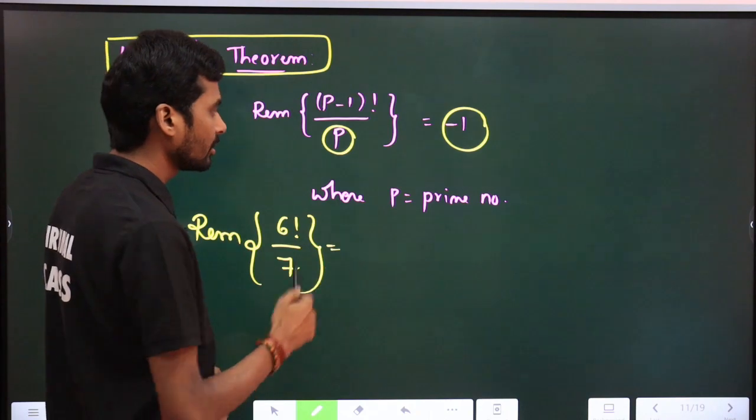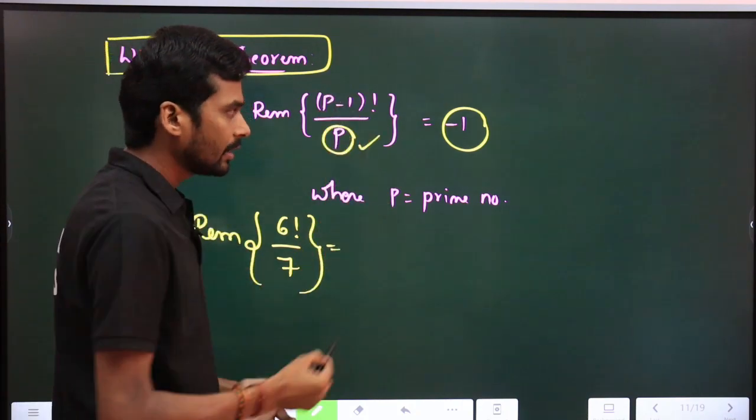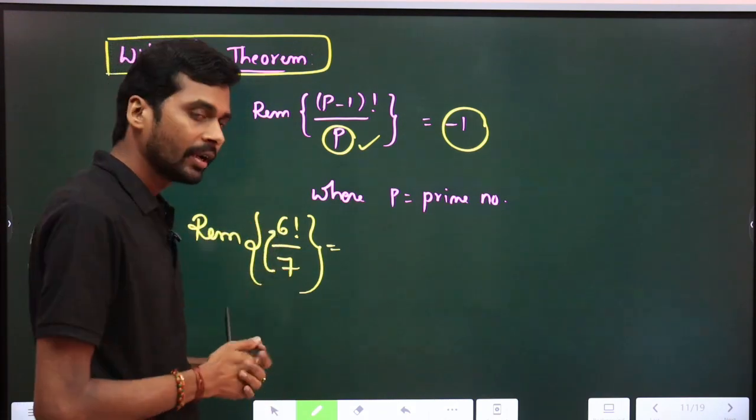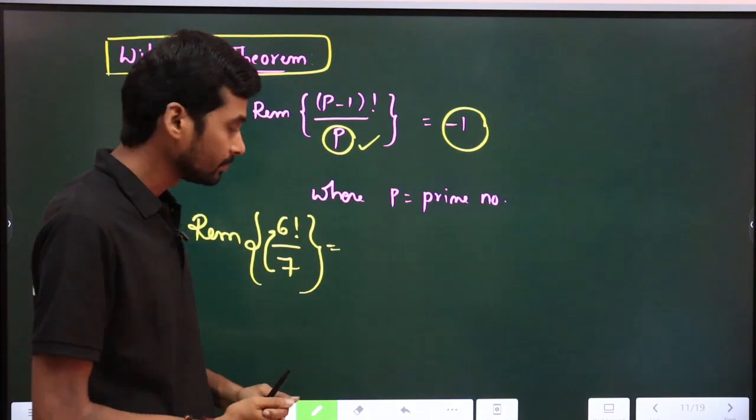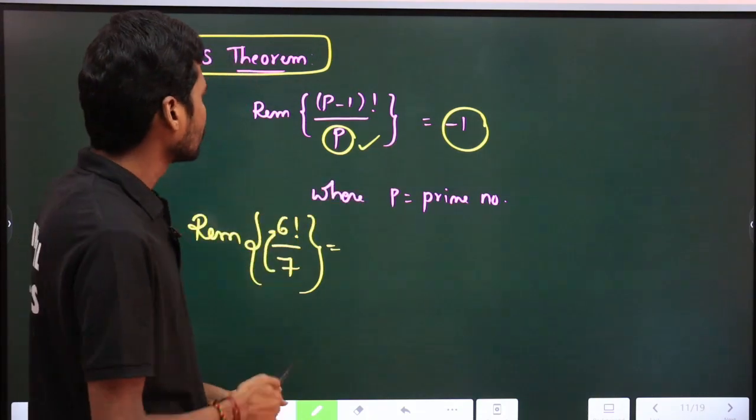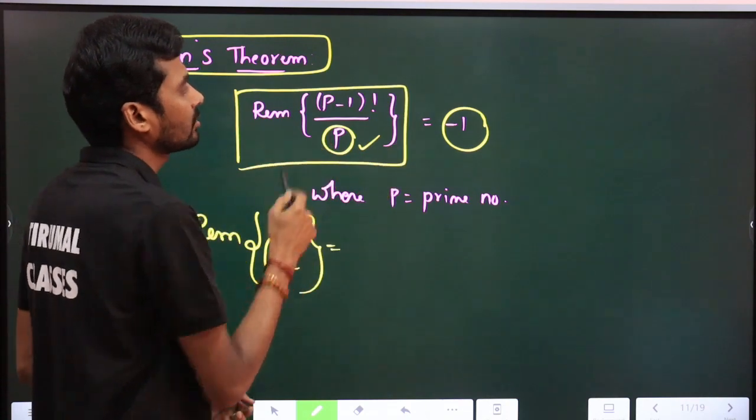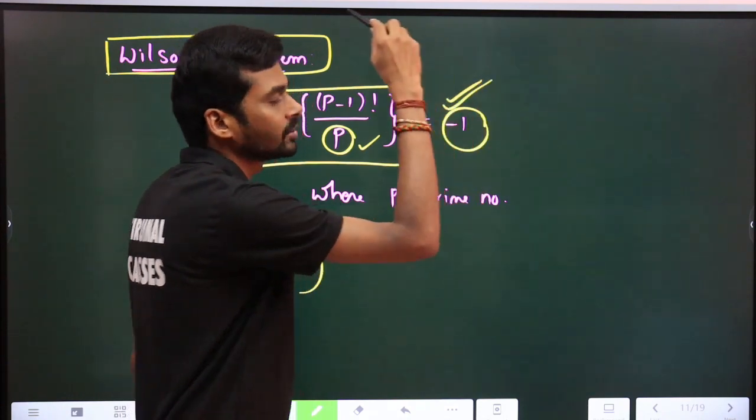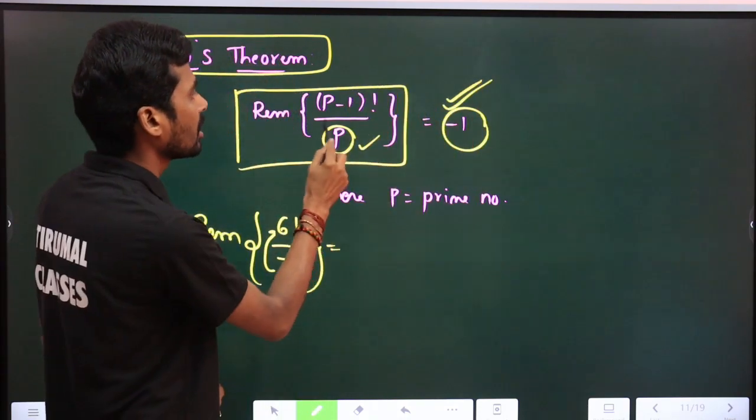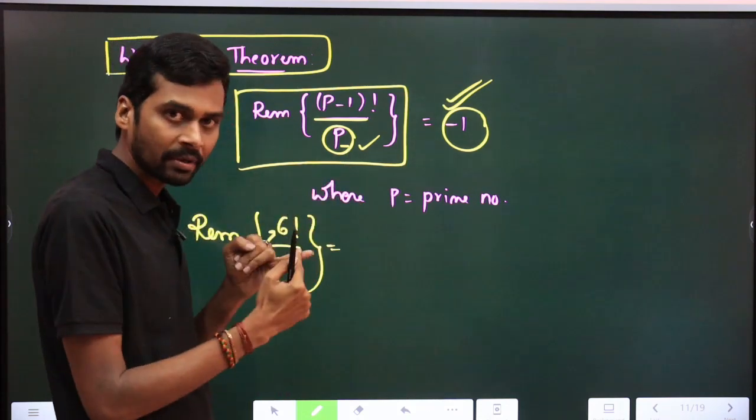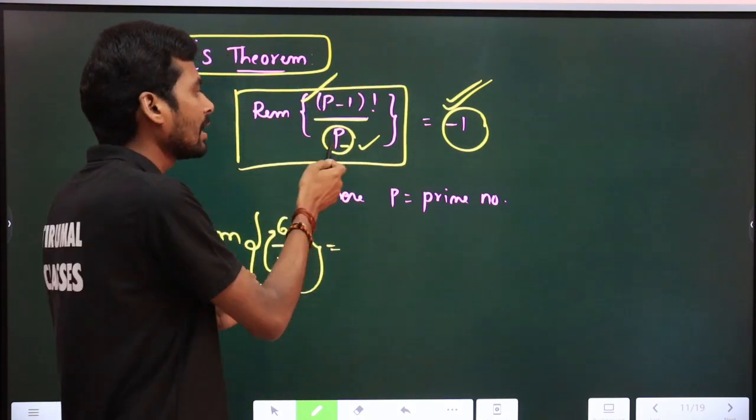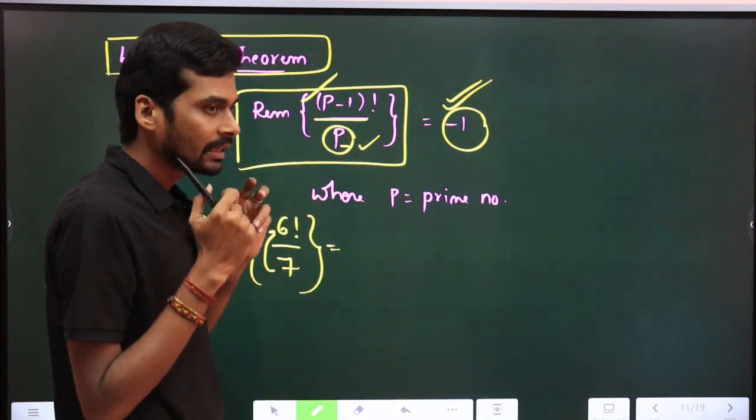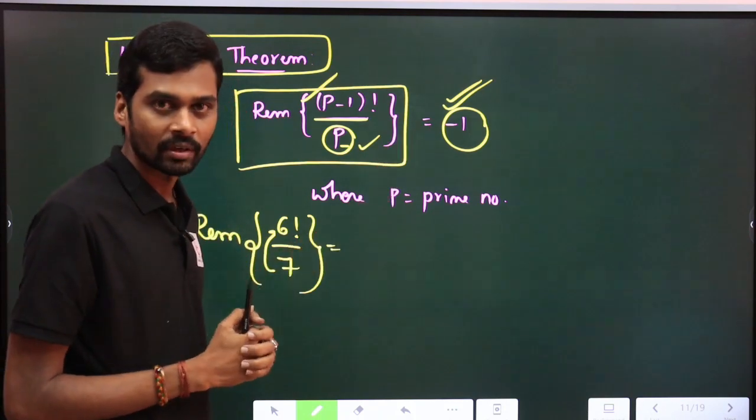What is Wilson's theorem? When the denominator is a prime number and the numerator is 1 less than the denominator, with a factorial term, then the remainder is minus 1. So the remainder of (p minus 1) factorial divided by p, where p is a prime number, is minus 1. Immediately, without second thought, our answer is minus 1.